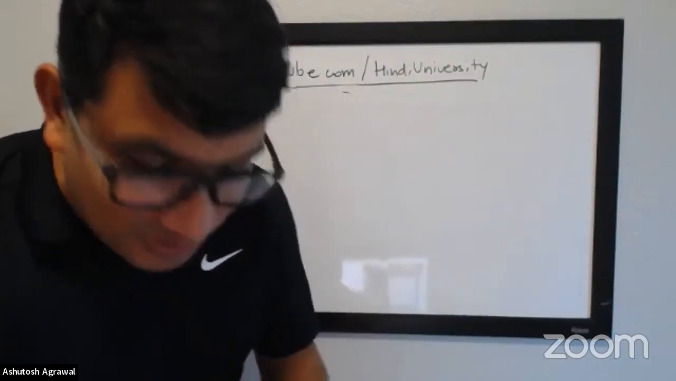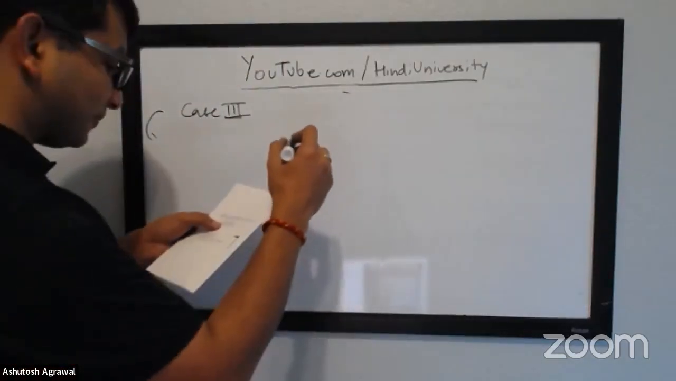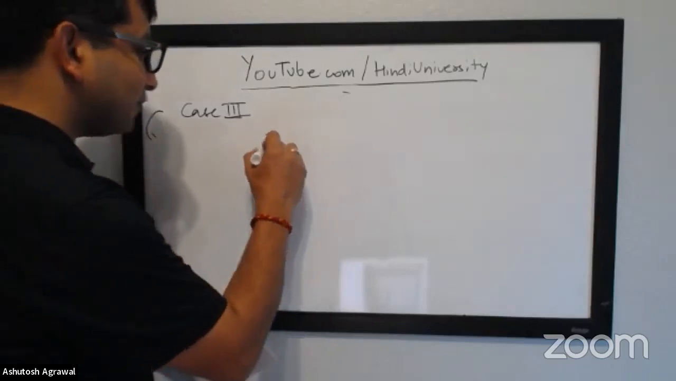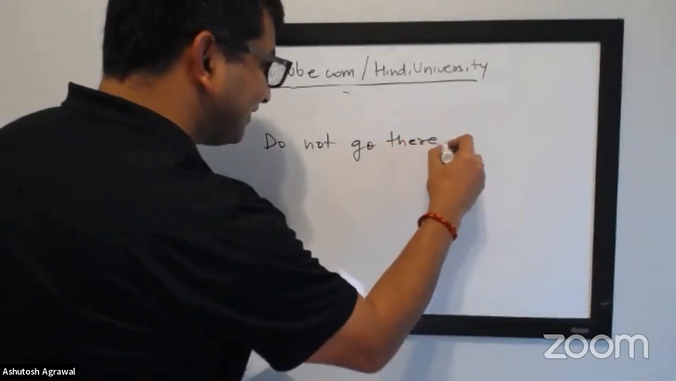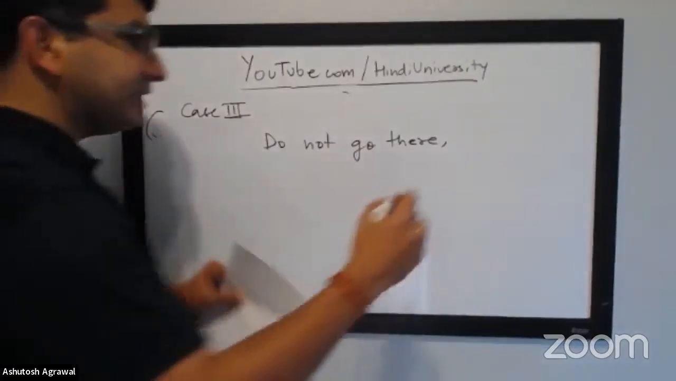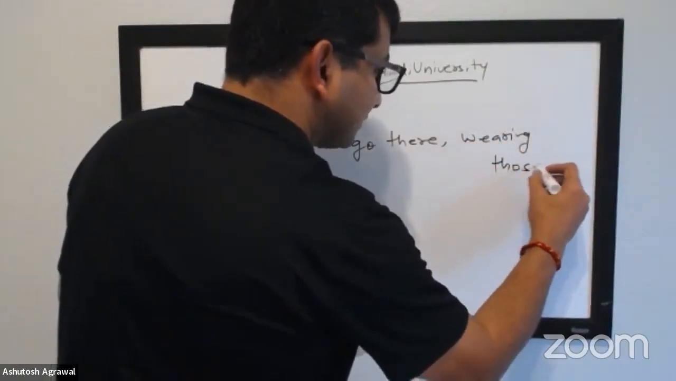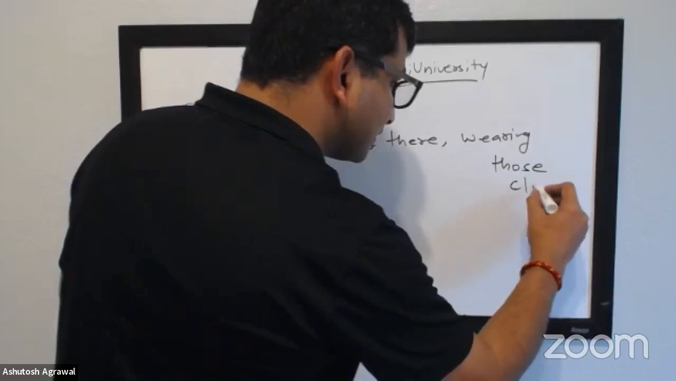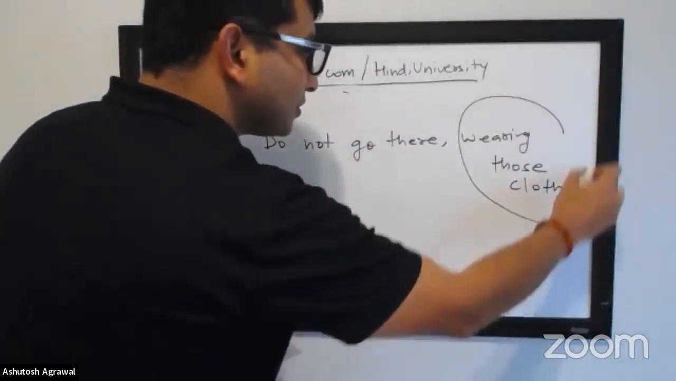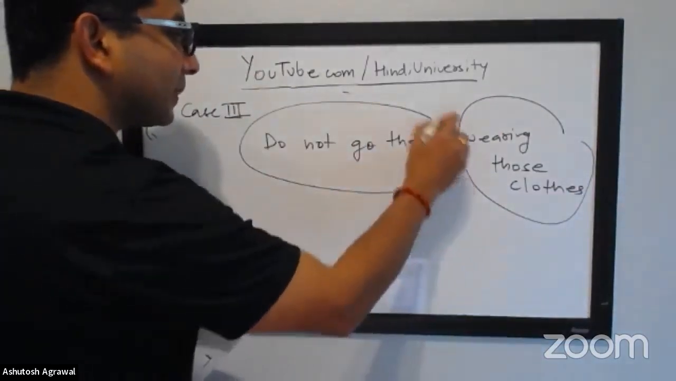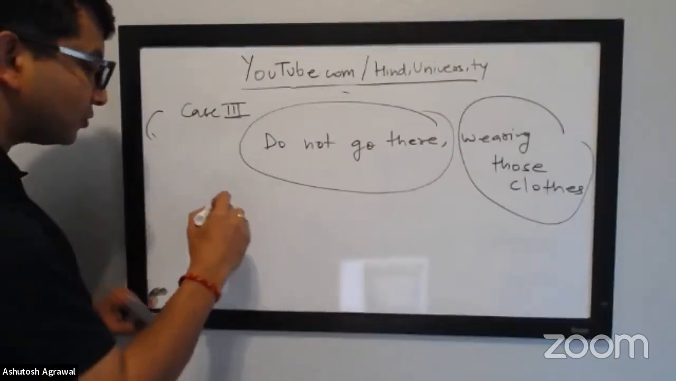Anyway, so let's do some more negative sentences, right? Which is basically, don't go there wearing these clothes. Okay. Do not go there. Wearing these or those clothes. I'm going to take this example as it is from Delacy and Joshi, wearing those clothes. Okay, so first sentence is wearing those clothes. Second one is do not go there. Okay, I'm going to write down the first one, wearing those clothes.